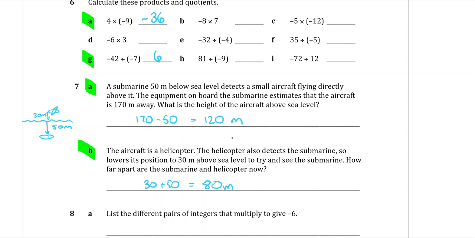Wouldn't it be 120 minus 30? Yeah, it went to 30. So the wording of the question says it doesn't drop 30 meters, it drops down to 30 meters above the water. The wording. All right, yes.